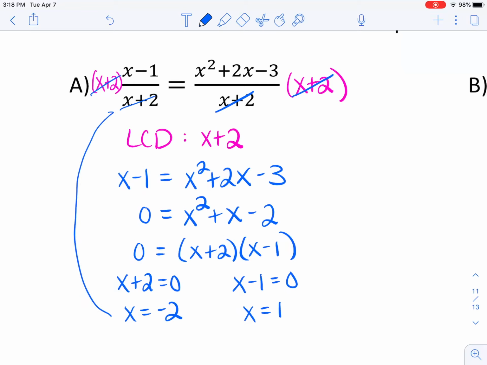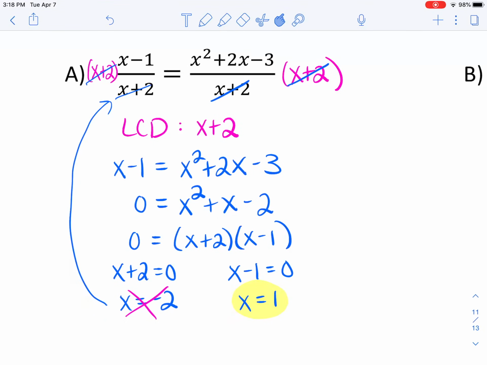Notice that if we were to substitute negative 2 back into the original equation, we would have a negative 2 plus 2 in the denominator, which makes it 0. So negative 2 is actually not part of our domain, which, if you think back to section 1, is where we put x not equal to negative 2 as part of our domain. So we're not going to include negative 2 since it makes the denominator 0. If we substitute 1 back into the original equation, the denominator is 3. That's totally fine. If you substitute 1 in, you'll see that the left-hand side equals the right-hand side, so that's an actual solution.